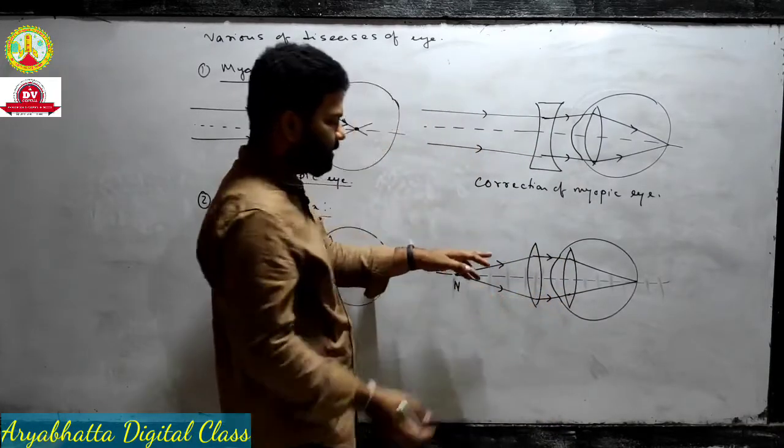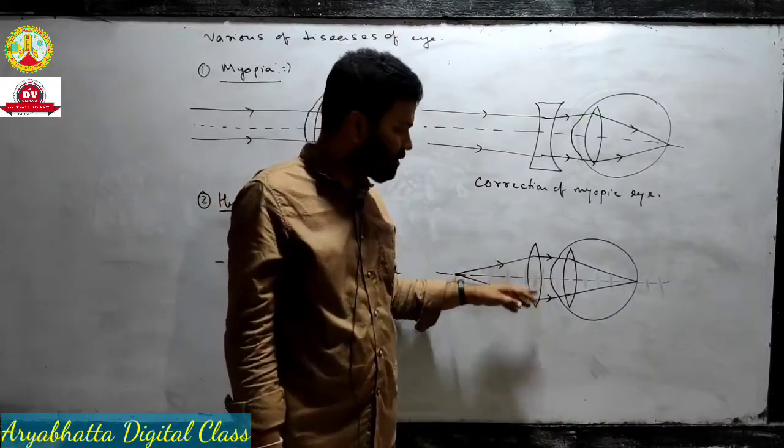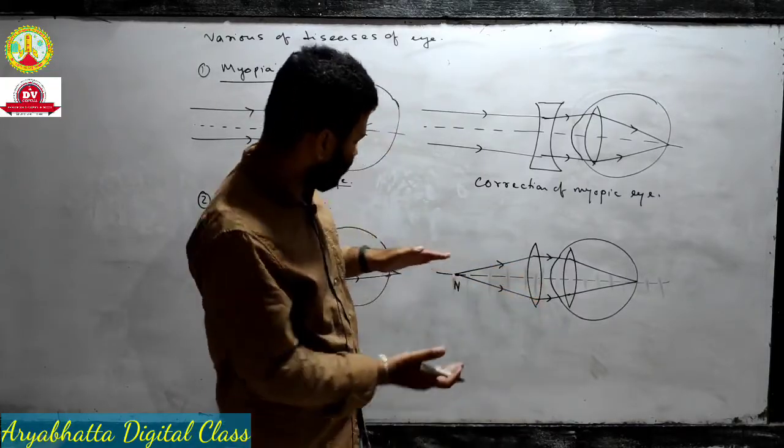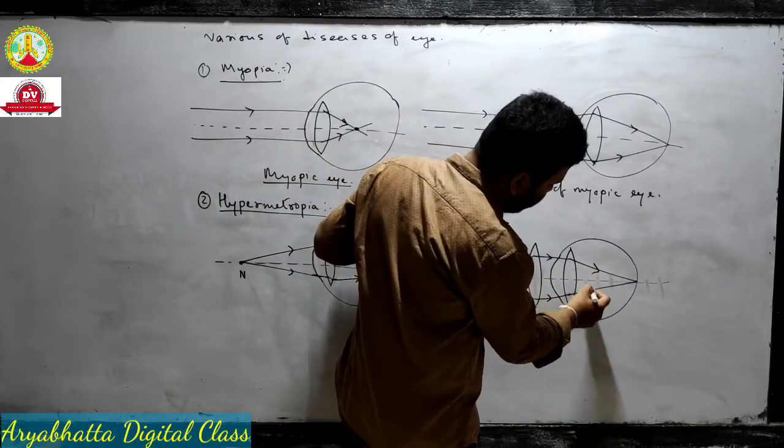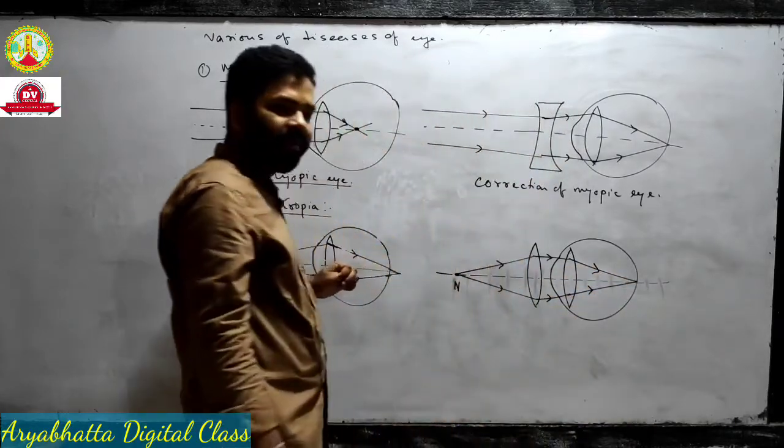It will bend. This one is a converging lens, so a converging lens bends the light rays. It bends a little bit here, then at this lens it bends even more, and finally the image is now formed on the retina.